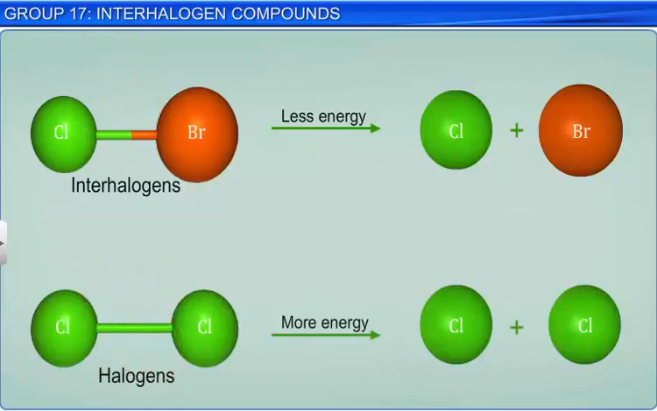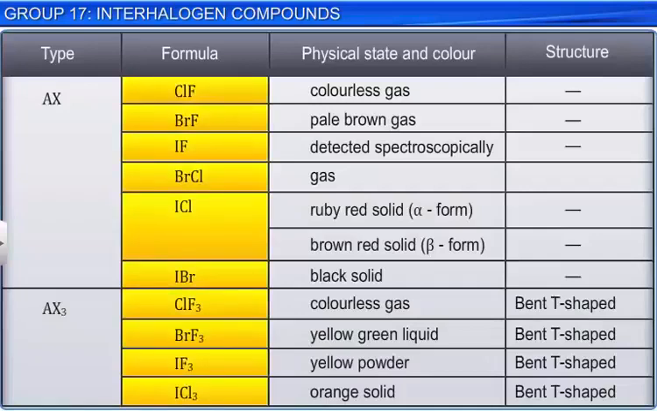The molecular formula, physical state, color and shapes of these compounds are shown in the table here. From this table, note that for AX compounds, chlorine monofluoride is a colorless gas, bromine monofluoride is a pale brown gas, while iodine monofluoride is unstable.